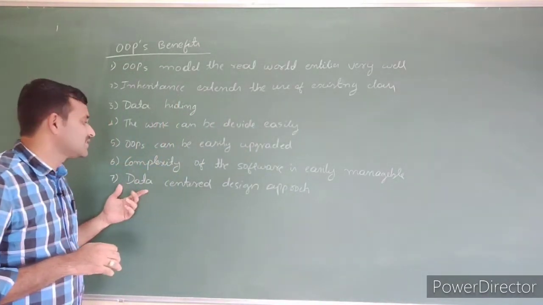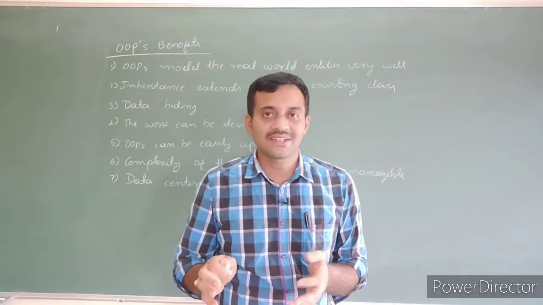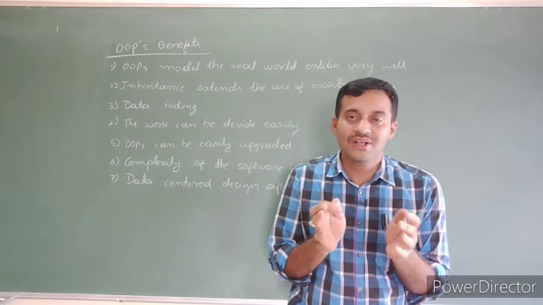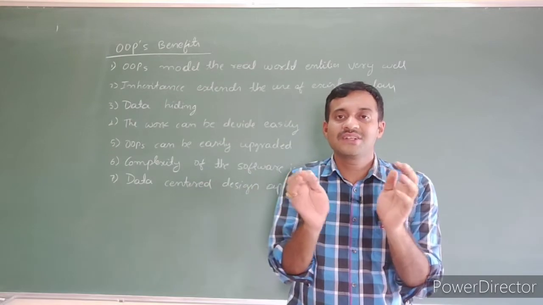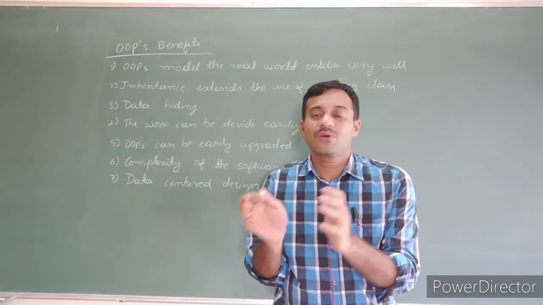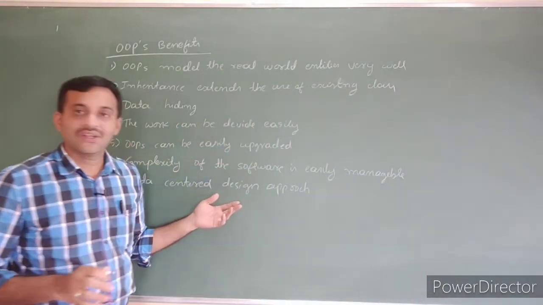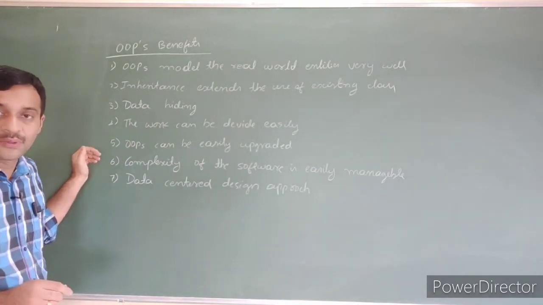Then seventh one is data centered design approach. The concept of data centered is we have to create an object. We know that an object combines both data and function. We have to concentrate on the data, then function. Functions work with the data. Hence, it is a data centered design approach. These are the advantages of object oriented programming.